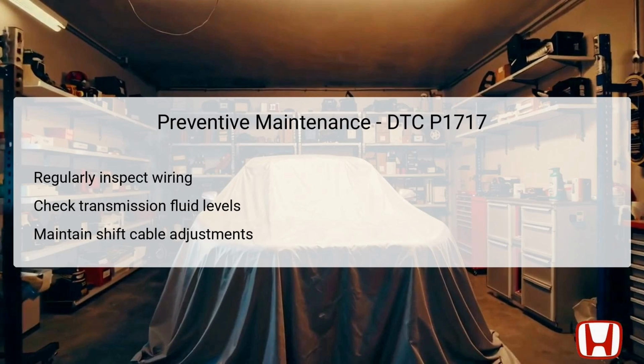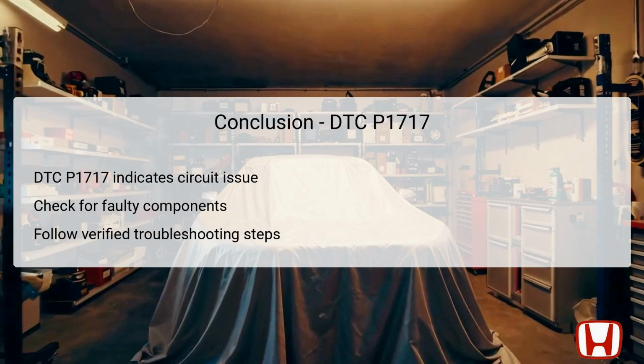Staying proactive with these maintenance practices can greatly reduce the risk of encountering DTC P1717 or any similar transmission-related trouble codes in the future. In conclusion, DTC P1717 indicates a critical issue related to the transmission range switch's circuit, specifically an open or short condition. The troubleshooting process must be conducted methodically, evaluating each electrical component and connection to diagnose the underlying problem correctly.